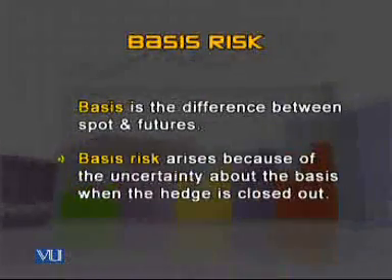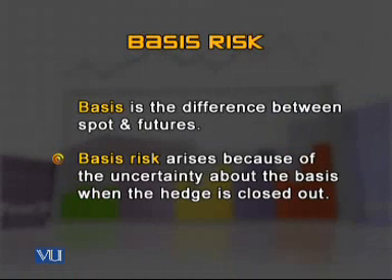But there is also a word called basis risk, which arises because of uncertainty about the basis, and the hedge is closed out because of the risk factors. While we are hedging, we've talked about using the same product in both markets. So you choose a delivery month, a product, a quantity, a quality, and you find out what the life of the hedge is.